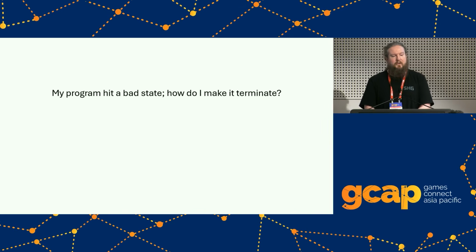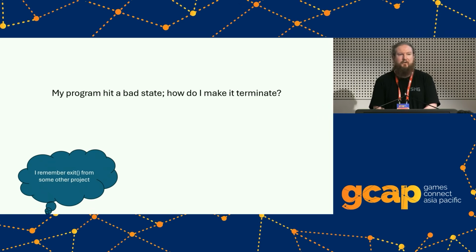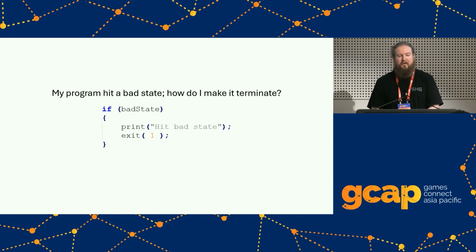Let's say I'm writing a program and my program enters a bad state. How do I make it terminate? I'll think about it a little bit, and I'll remember there's an exit function I call. That's typically what I do in a project because I want to exit out of the program. So I'll write the code for that: if bad state, print out that I've hit a bad state, exit. I know the return codes are either 0 for success, or any other number means that it's not a successful run. So I test that, it runs, and it exits out when I do my testing.